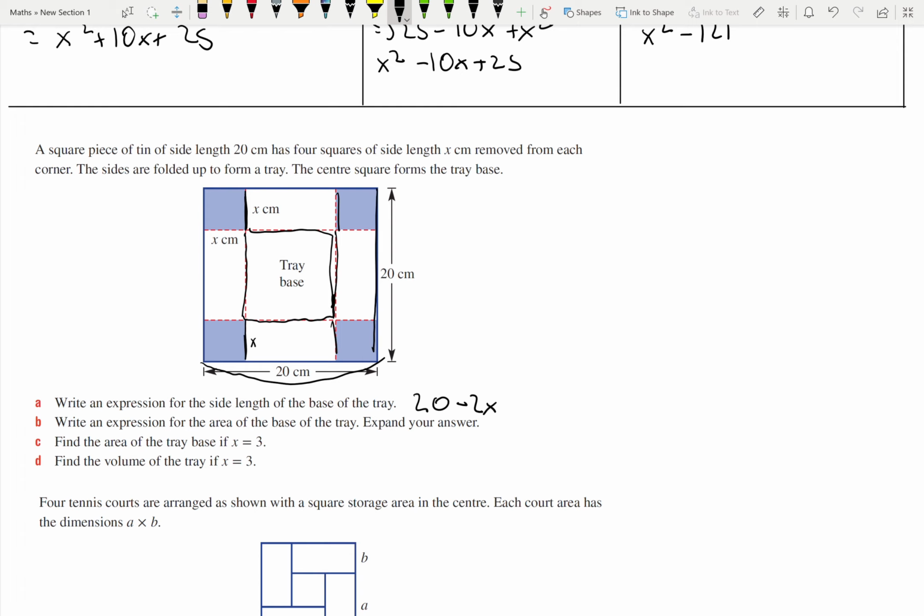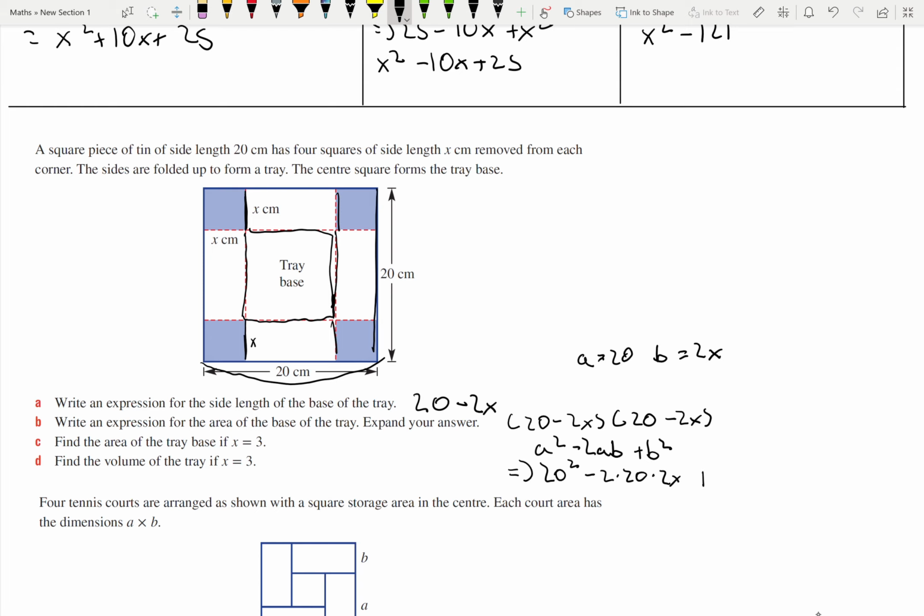The next question is, write an expression for the area of the base of the tray. Now, since it is a square piece, it would just be 20 minus 2x multiplied by 20 minus 2x, and that's just (a minus b) whole squared, which equals a squared minus 2ab plus b squared. a equals 20, b equals 2x, so it would be 20 squared minus 2 multiplied by 20 multiplied by 2x, plus b squared, which equals 4x squared.